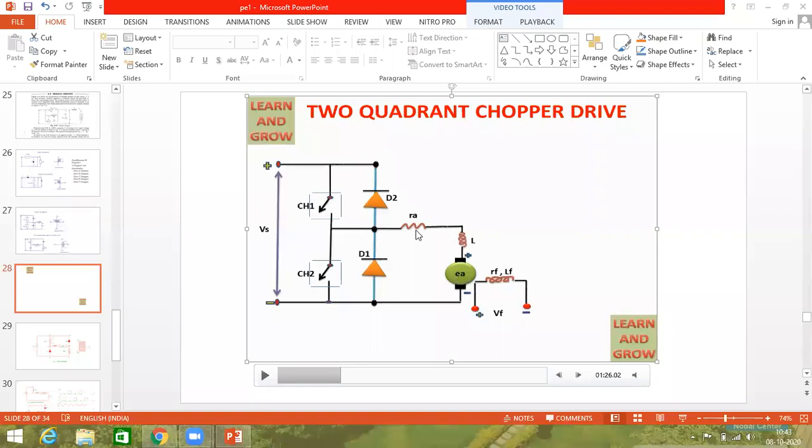Now, case 1. Anybody can explain the case 1? So there are no inductors and capacitors here in this circuit, and auxiliary thyristors also. Why?